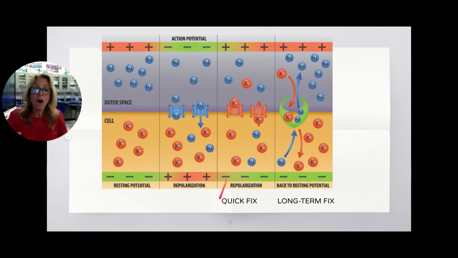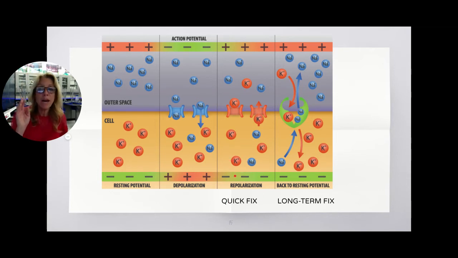Okay, now our quick fix, because this is going to happen along the length of the neuron, our quick fix to restore it to its resting potential is then the potassium gates are going to open, and potassium is going to go from where it's more concentrated to where it's less concentrated, okay? And that will restore it so that the outside, again, is positive and the inside is negative.